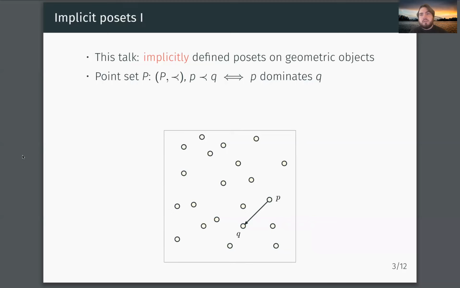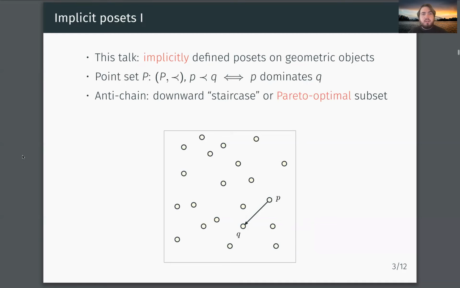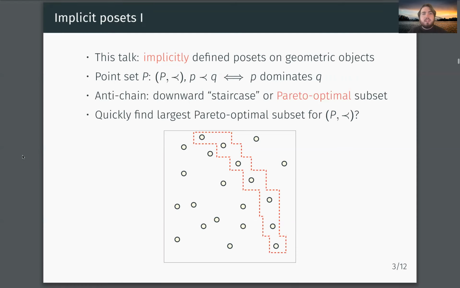And really what we're interested in this talk is antichains, and what does a specific antichain correspond to after defining the poset? Well, in this case, an antichain corresponds to a downward staircase of points. Specifically, we define them in this talk as a Pareto-optimal subset. So in this figure, these 7 points here form a downward staircase or a Pareto-optimal subset. And so really in this talk, we're going to be asking ourselves, how quickly can we find the largest Pareto-optimal subset? In 2 dimensions, you could do it in n log n time, but I'm also interested in the high dimensional version of the problem. And so we'll see that computing the largest Pareto-optimal subset reduces to computing the largest antichain in this poset.